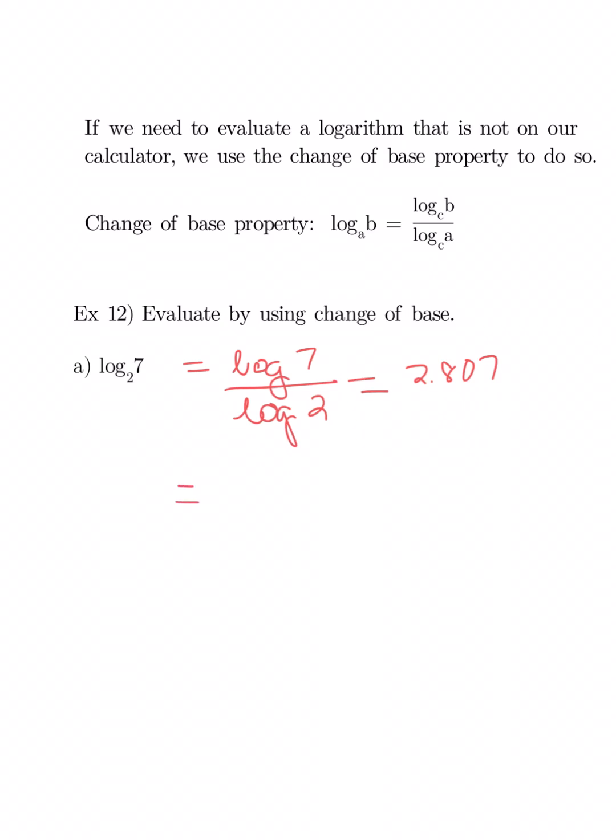You can also do this with the natural log. The technique stays the same. You do the natural log of the old argument over natural log of the old base. So we would have natural log of 7 over natural log of 2, and doing that on your calculator, you get exactly the same answer. So you have your choice. It does not matter which one you use.